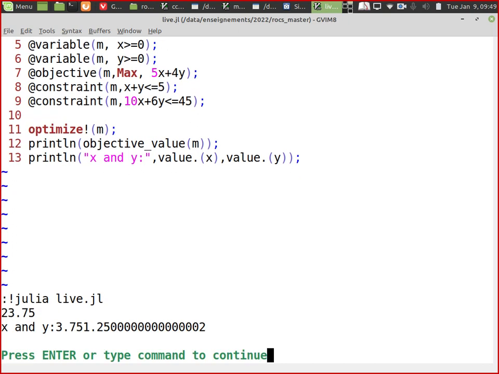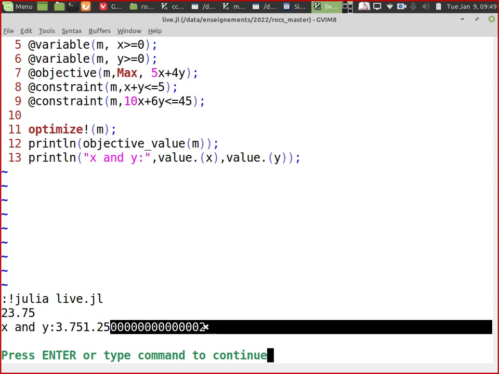This is the second part of the course, the computer class of today. What happened is not written perfectly here, but x is actually 3.75. I need to add a space, and y is 1.25. Don't worry about this error. These are numerical errors.